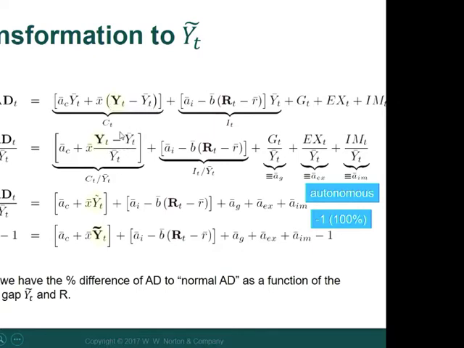And I go one step further. This one looks somewhat familiar. Actual GDP minus potential GDP divided by potential GDP is just our Y tilde. Right? So it looks complicated, but it actually becomes much simpler in a second.